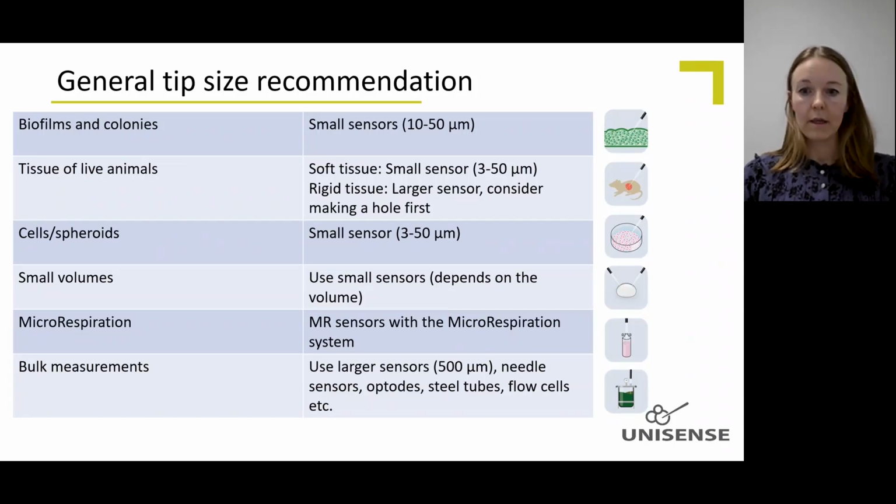Bulk measurements: when you are going to measure in a larger volume, maybe in a closed system, you do not need the high resolution from a small sensor tip, and you can use the larger sizes. It could also be that you need a sensor that is mounted in a configuration like in a needle or in a steel tube or in a flow cell, so that it can be integrated with your setup.